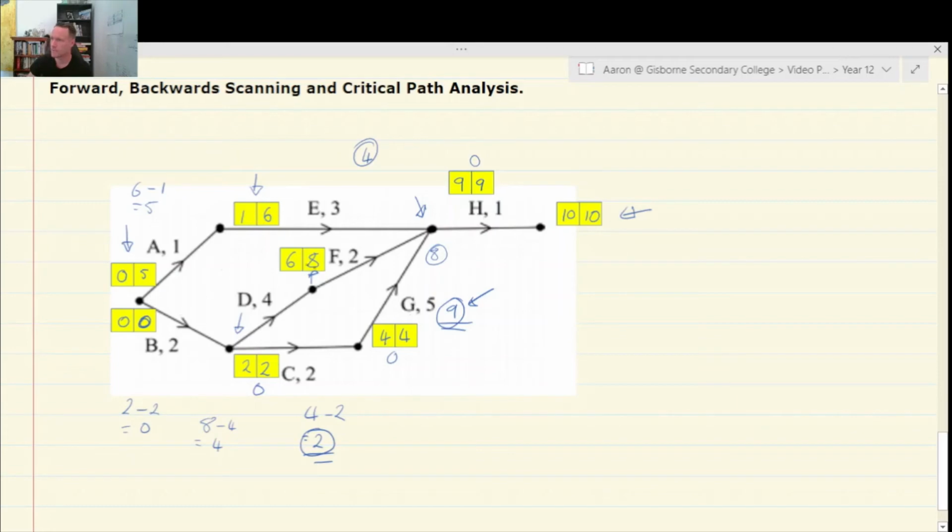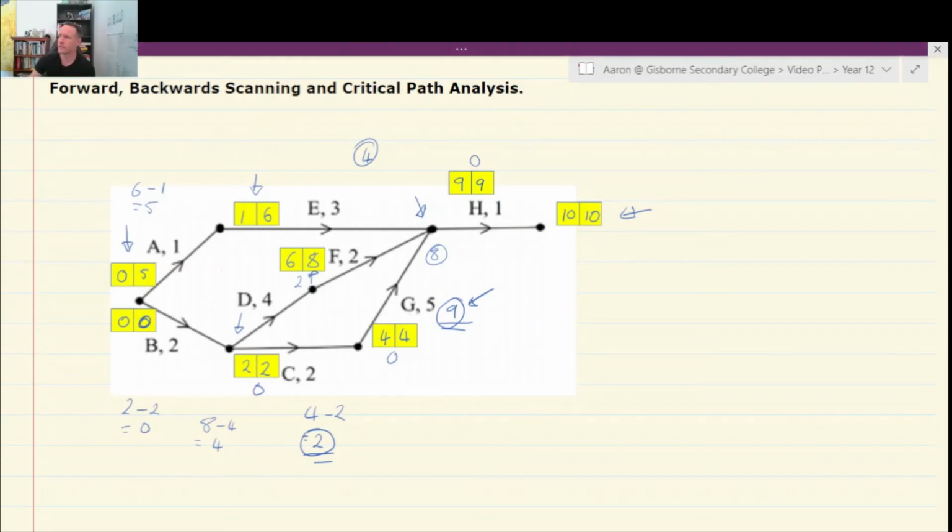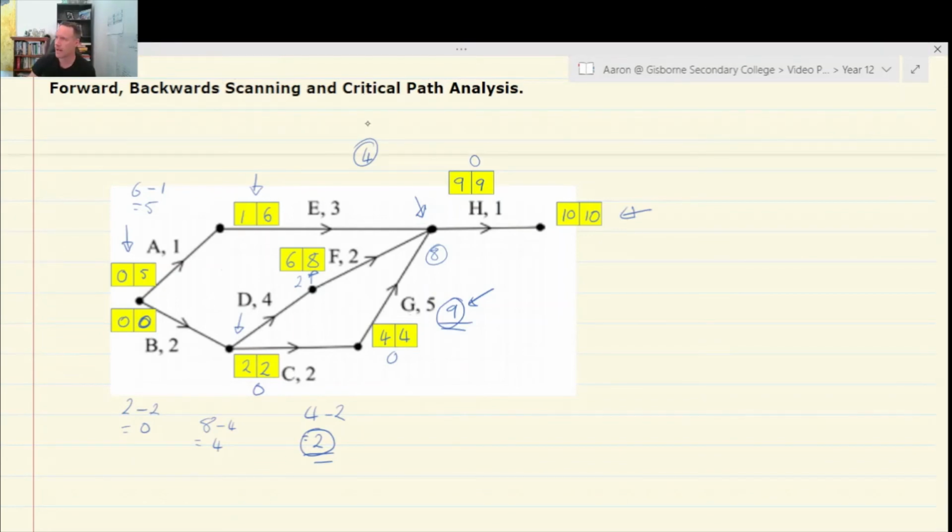If we take the BDF option, we can see that when we get to F, we've got a 2-hour float time there. So F can start after 8 hours. Right. Now what that brings us to is our critical path analysis. The critical path analysis is the path in which nothing can be disturbed or no time can be lengthened without it affecting the completion time of the project.